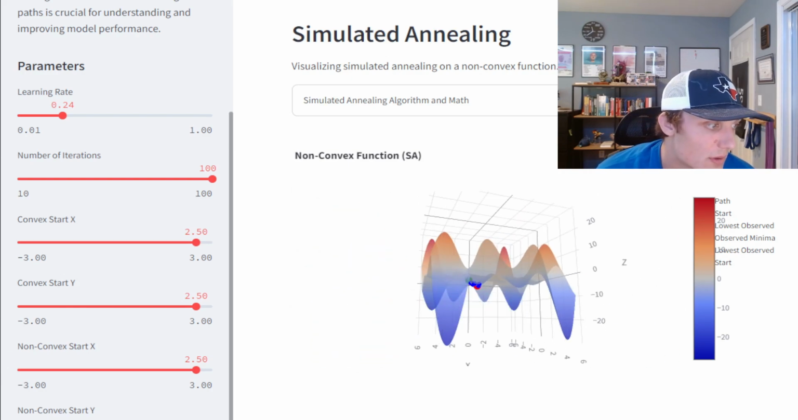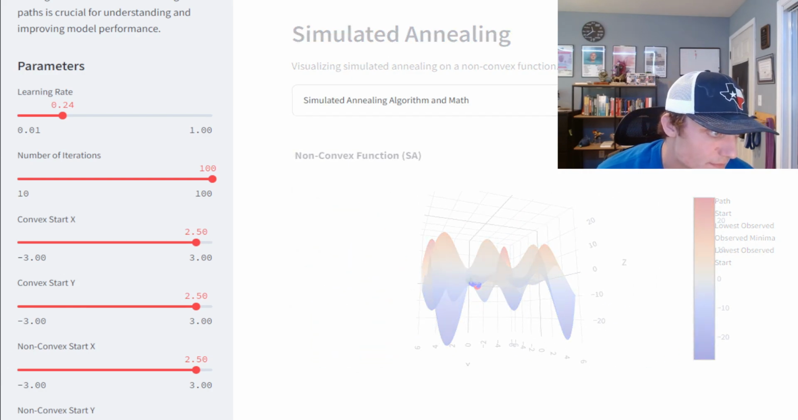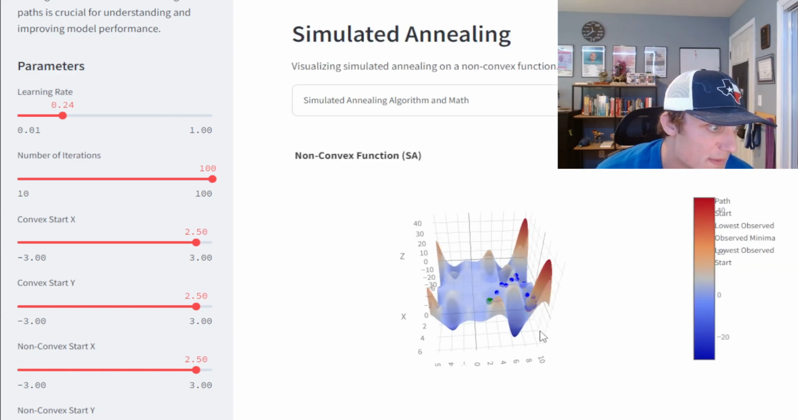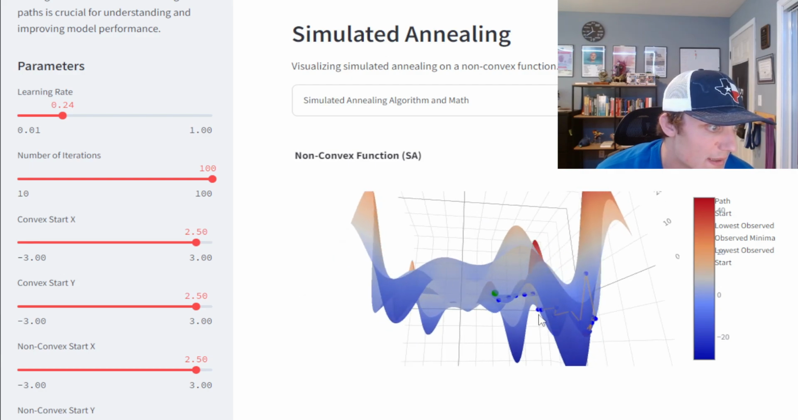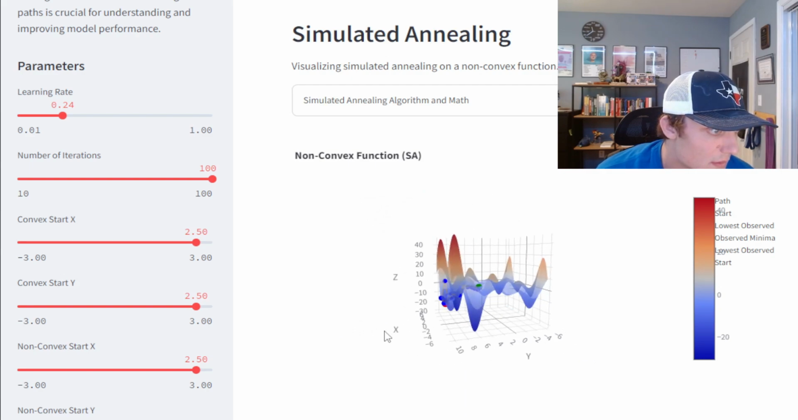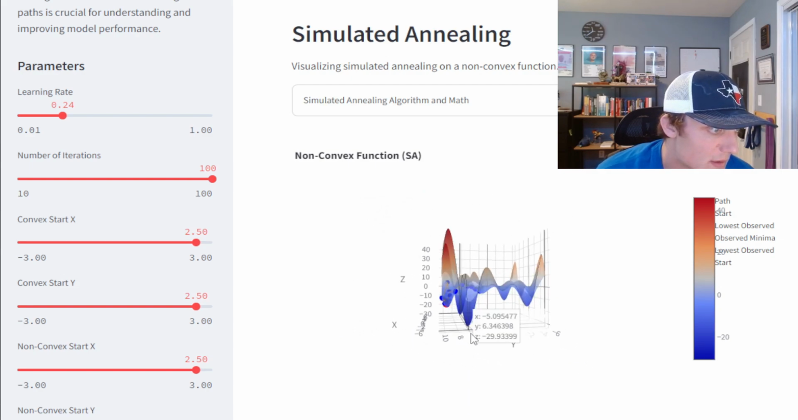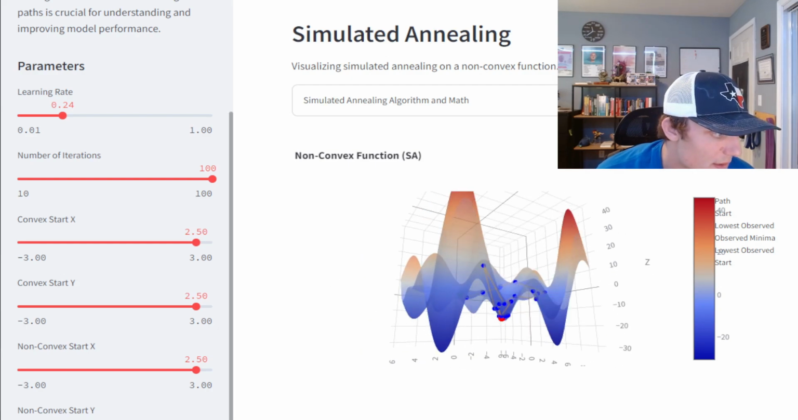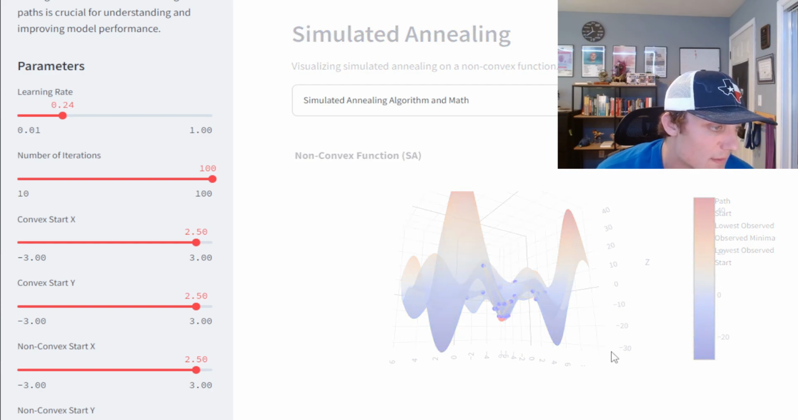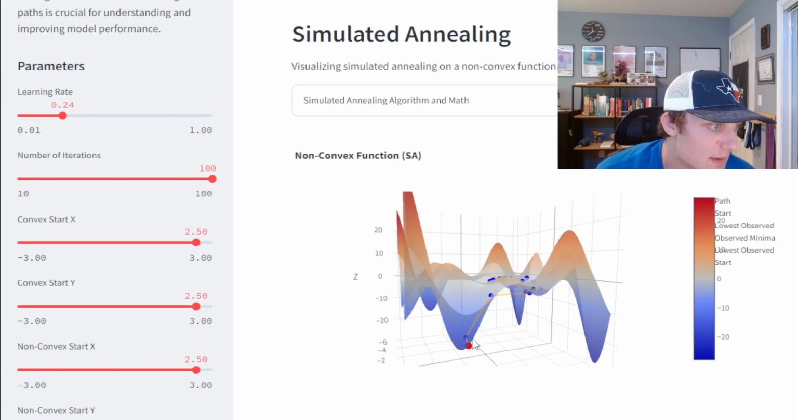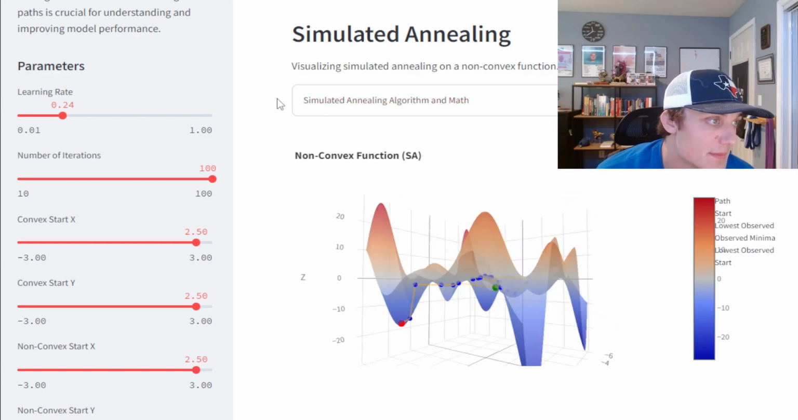But if we make temperature very large, then we explore much more of the space, right? So here we end up at this minimum right here. Okay, we actually don't end up at this global minimum down here, but we end up at this minimum right here. And if we change the cooling rate, maybe we cool at a lower rate, we get to a different one. So this is just a different type of optimization algorithm.